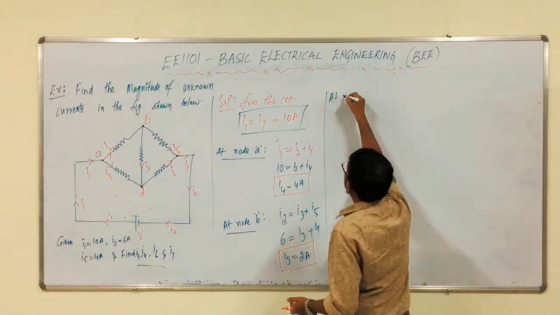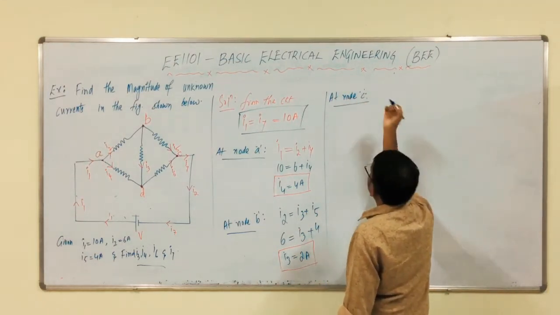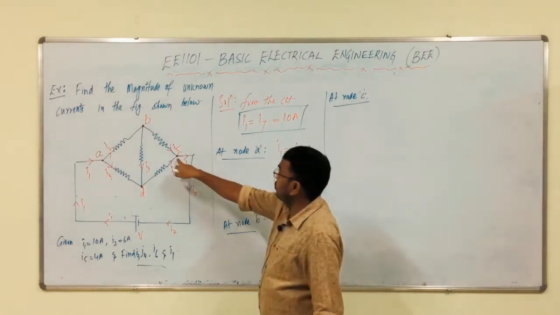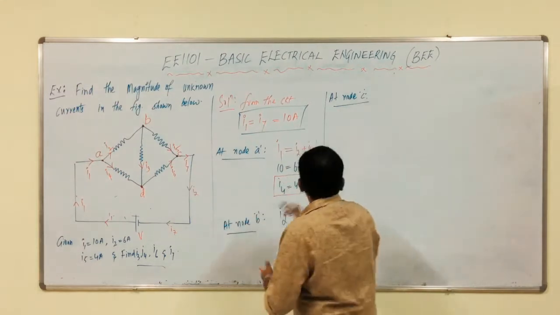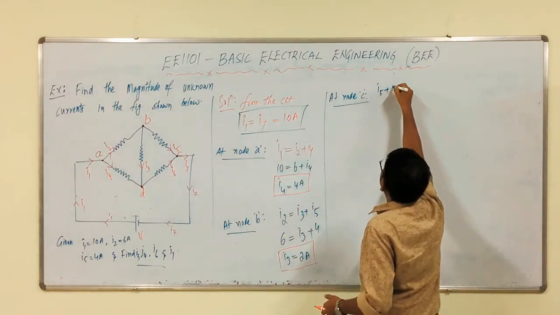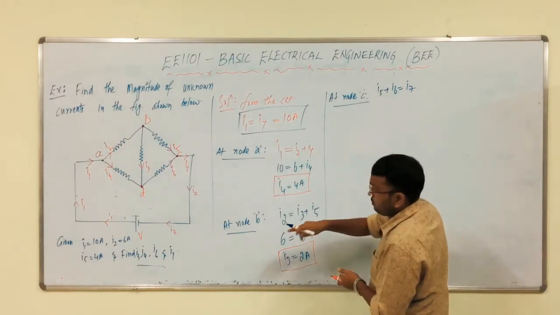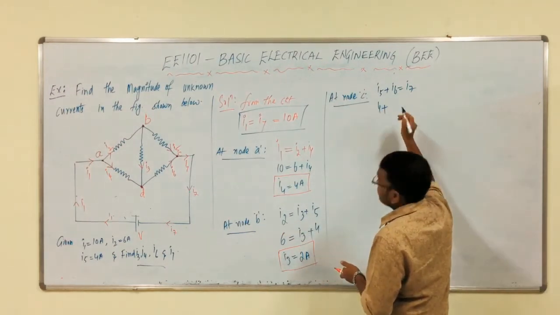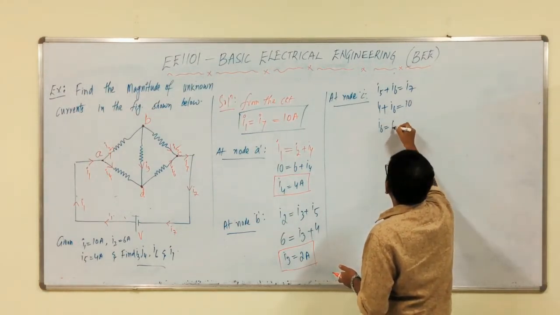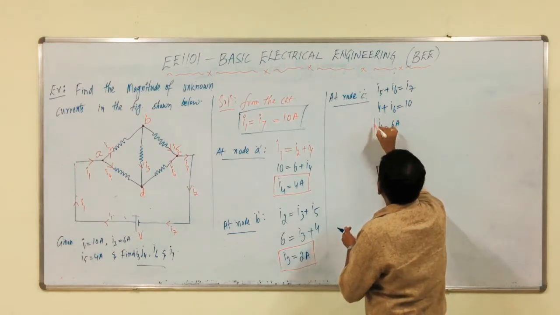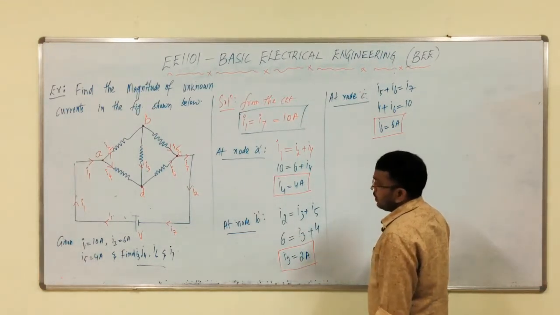Next, at node C. At this node, I5 and I6 are incoming, I7 is outgoing. So, I5 plus I6 equals I7. What is the value of I5? I5 is 4, plus I6 we do not know, I7 is 10. So, from this, I6 equals 6 amps.